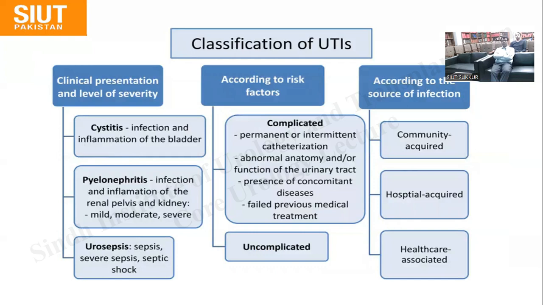Now, classification of UTIs. It is based on clinical presentation, risk factors, and according to the source of infection. In clinical presentation, it may vary. It may be cystitis, pyelonephritis, or urosepsis. According to risk factors, the UTI may be complicated or uncomplicated. Now, according to the source of infection, the UTI can be community acquired or hospital acquired.